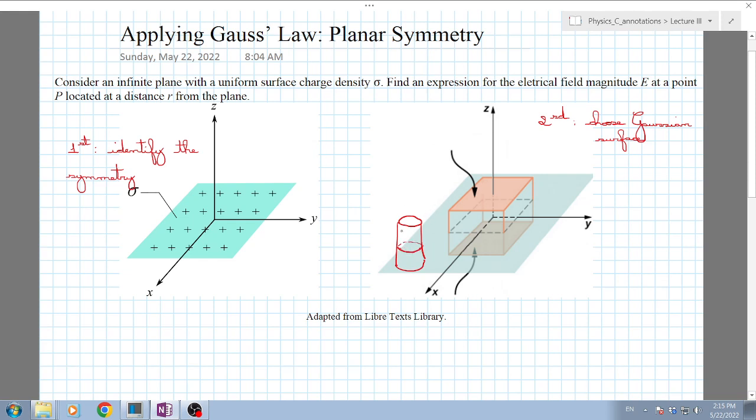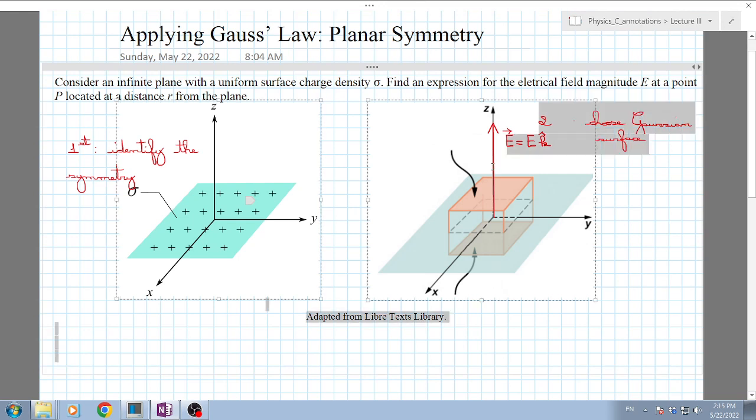The results would be the same. For this example, I'm going to use a box, and the Gaussian surface is going to be a box, and since our electric field is going to be in the z direction, I'm going to have exactly the same in the opposite direction.